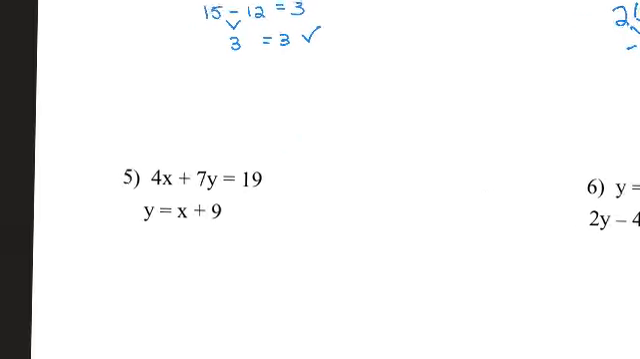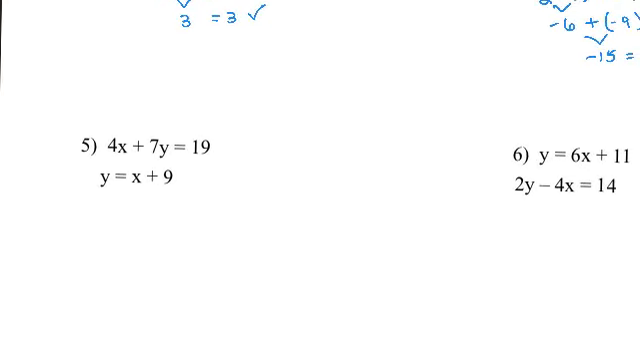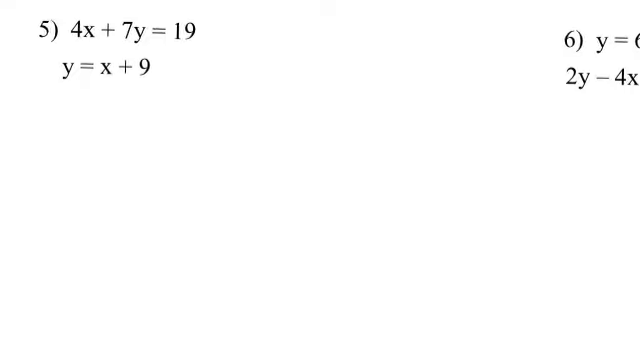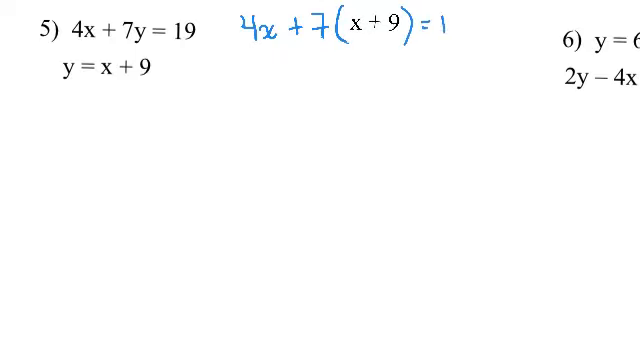Let's try another problem. These get a little bit more challenging in the sense that we have a little bit more to distribute this time. Or a little bit more to substitute, I should say. Again, step 1's the same. Rewrite the equation and substitute in for the variable. Well, the variable this time is y, and y is equal to x plus 9. Make sure to use your parentheses and finish writing the equation.